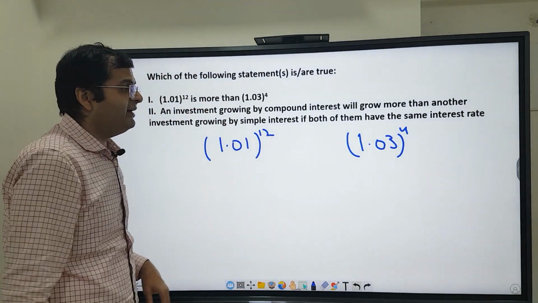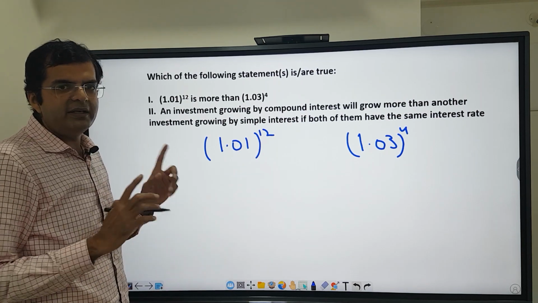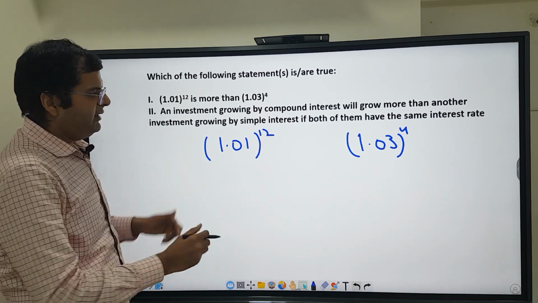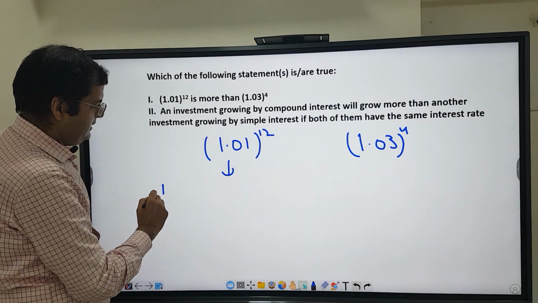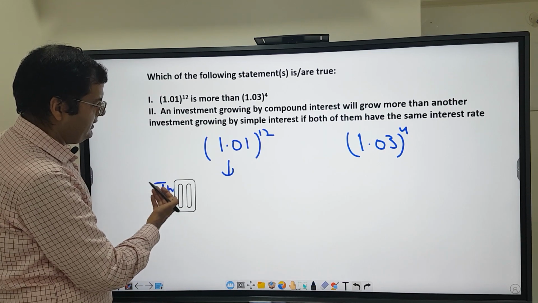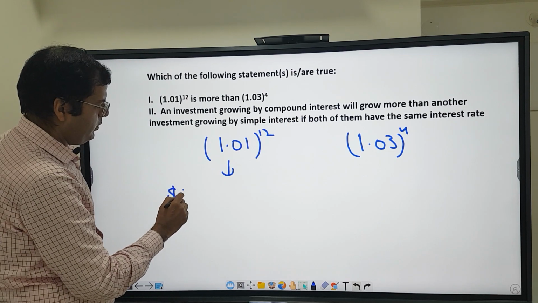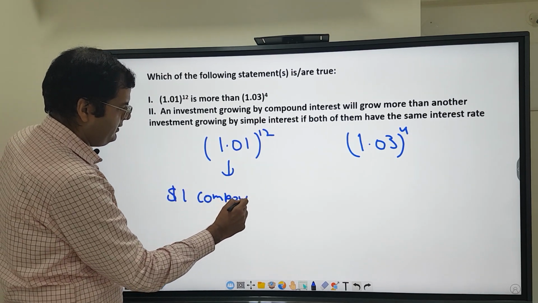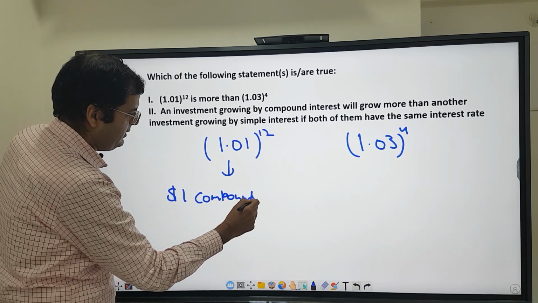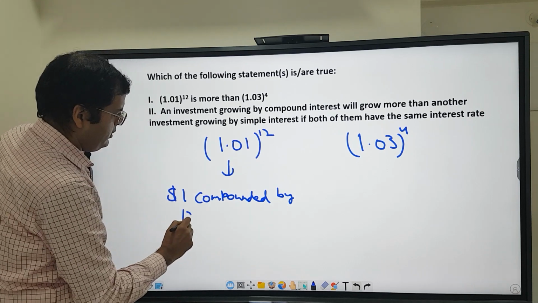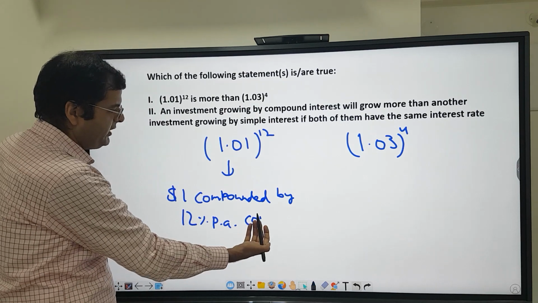This might seem like an arithmetic question in the sense that you have to find the values of that, but it is not that. If you look at it over here, this situation can be written as $1 compounded by 12% per annum such that the compounding frequency is monthly.